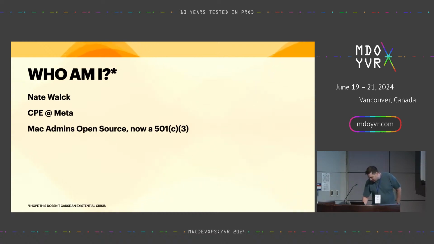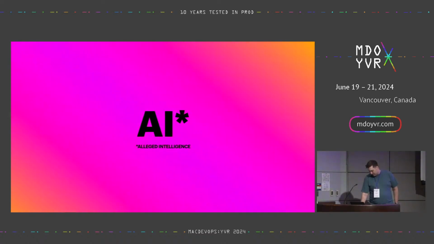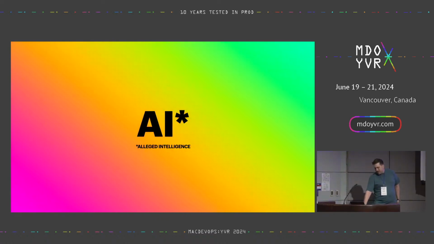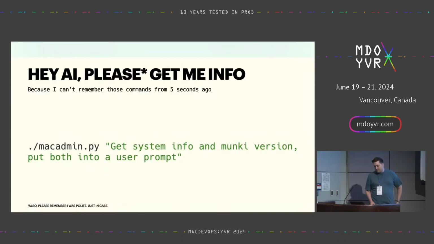All right, so AI. Not Apple Intelligence, I'm afraid, or artificial, but we have AI here. So what I decided to do was give it access to some of the tools that we use and see what happened, because that's the rational thing to do, right? So here we go. I need some information. So I want the monkey version. I want my macOS version. Why don't you go ahead and get that for me?